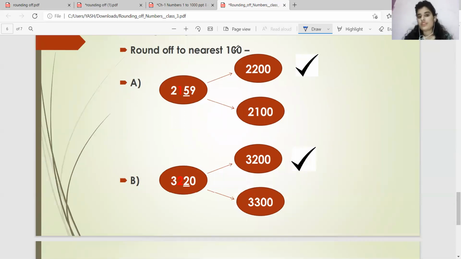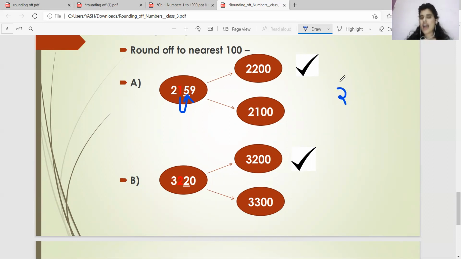Now we have some questions. Round off to the nearest hundreds. We have one question, 2159. First highlight the hundreds place digit. Here the hundreds place digit is 1. Check the right side digit. The right side digit is 5. And we know 5 is in the second slot. That means you have to add 1 to the highlighted digit. So 1 plus 1 is 2.